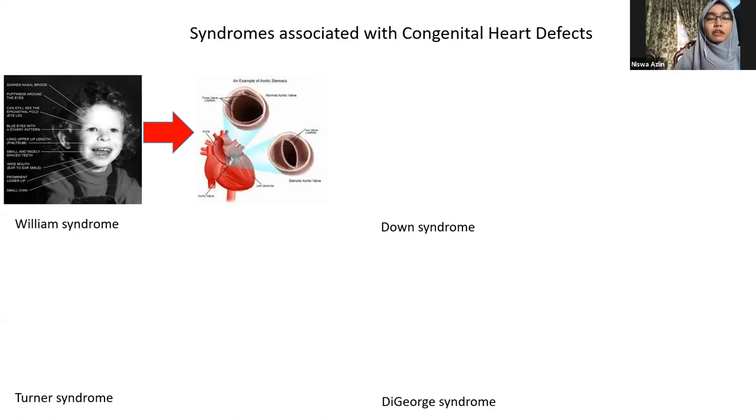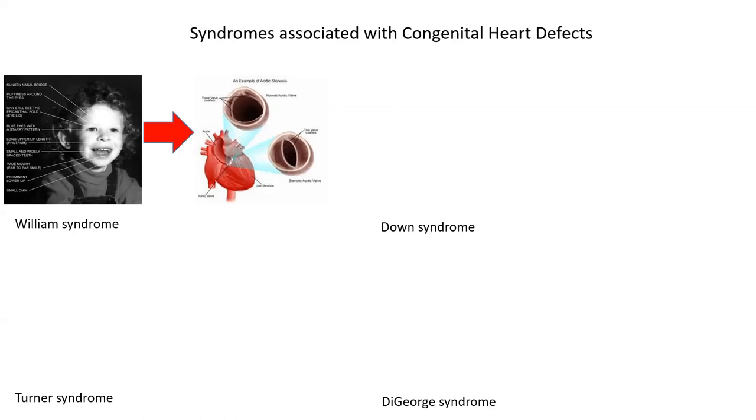And one more thing about Williams syndrome, apart from the congenital heart disease, we also can diagnose the patient if during infancy the patient suddenly has a high calcium level, usually idiopathic. We don't know what the cause of the rise in calcium is. So we can suspect the patient to have Williams syndrome. That's all for Williams syndrome.